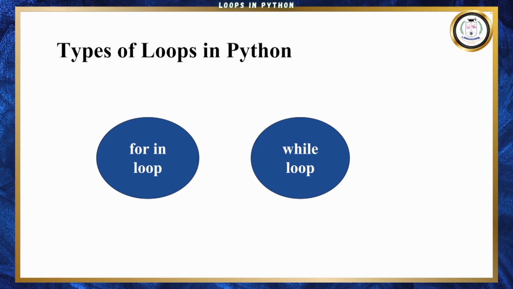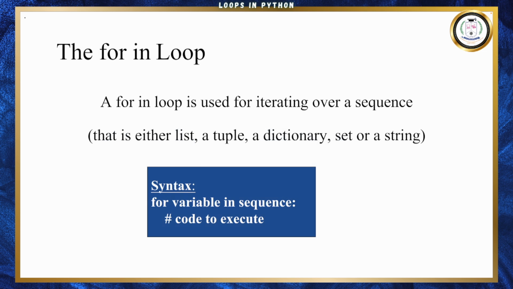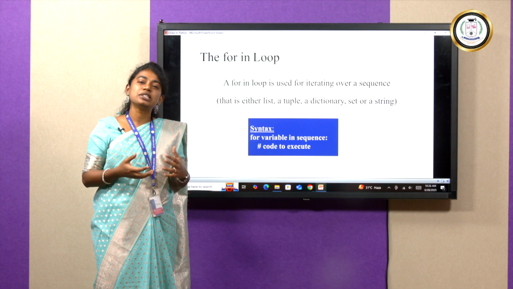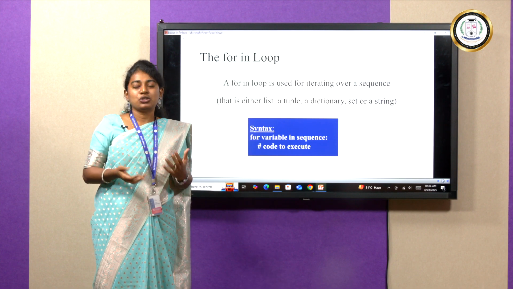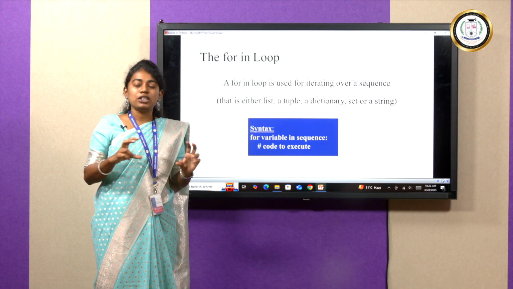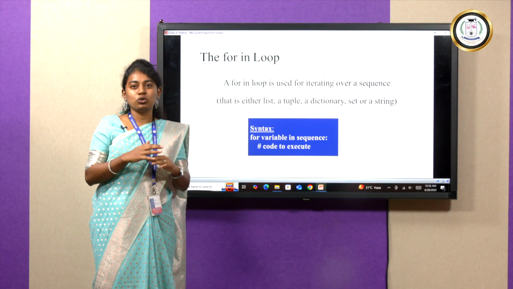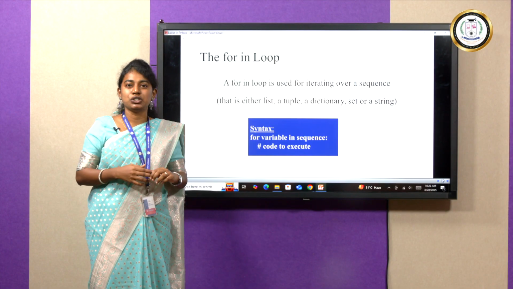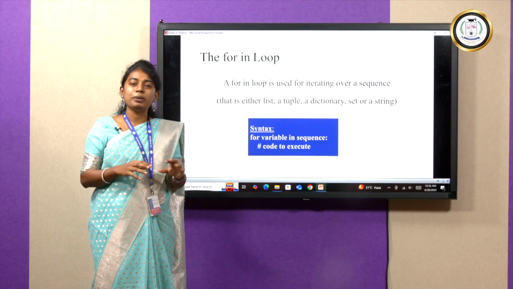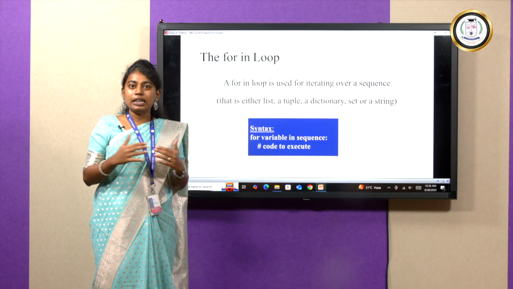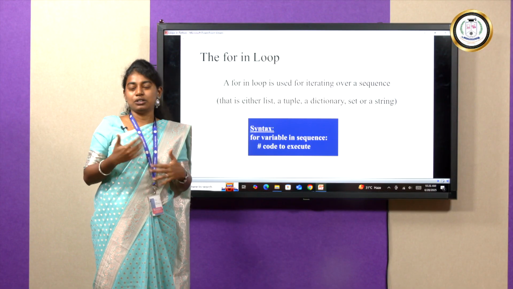So, types of loops in Python. We have two types. The first one is the for in loop, and the next one is the while loop. The for in loop is used for executing a particular task. Here you will be specifying the sequence. The sequence can be a list, a string, or a dictionary. Based on those values, it will loop throughout. Here we won't be having any condition. For the for in loop, you won't be giving any condition. It will loop over the entire list or array or whatever we pass.